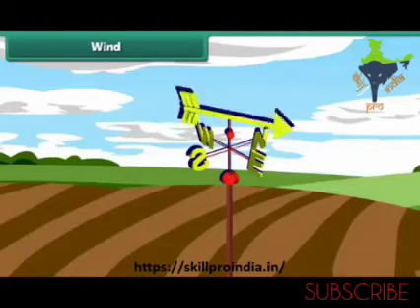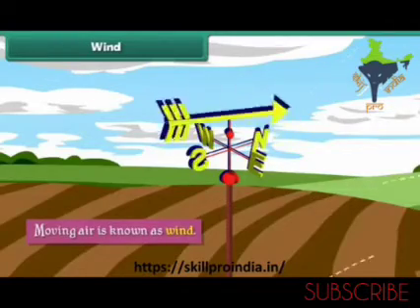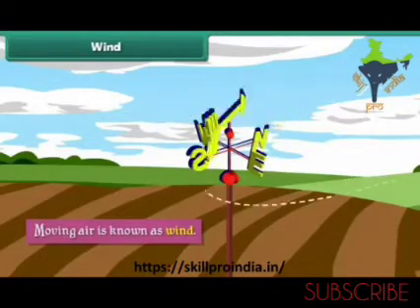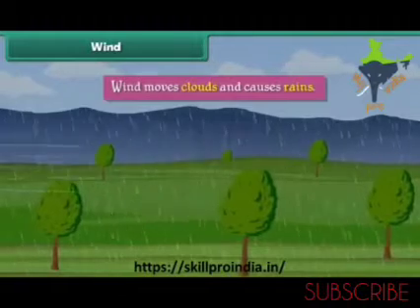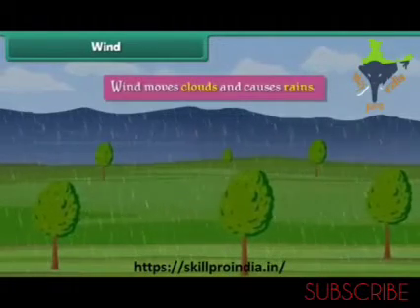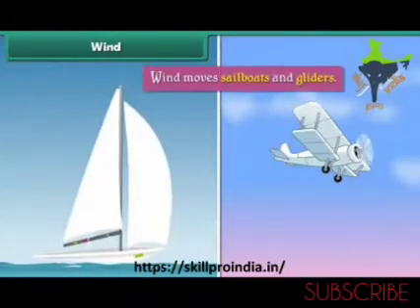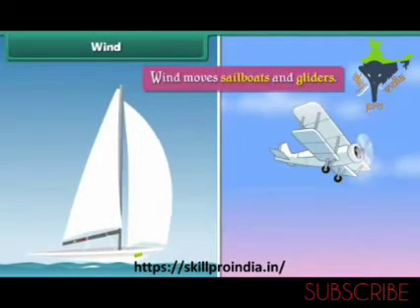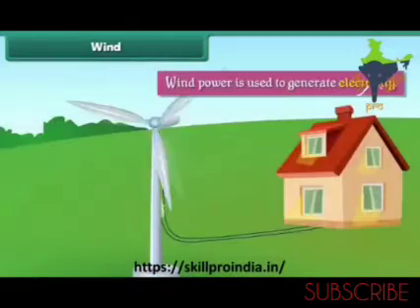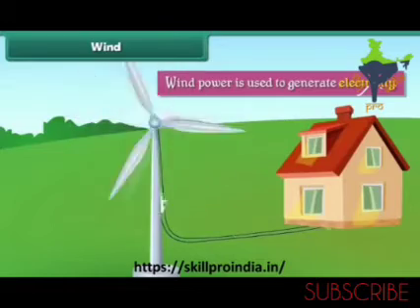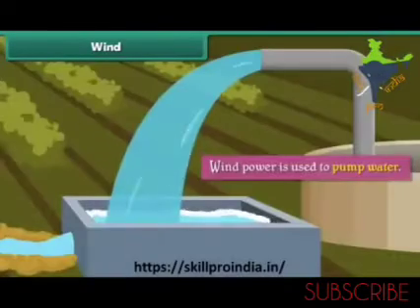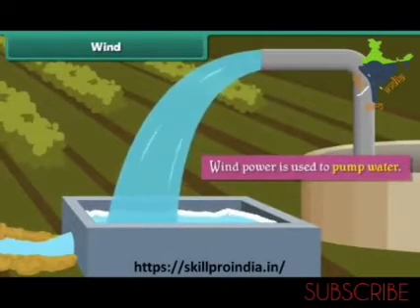Wind. Moving air is known as wind. Wind moves clouds and causes rains. Wind moves sailboats and gliders. Wind power is used to generate electricity. Wind power is used to pump water.